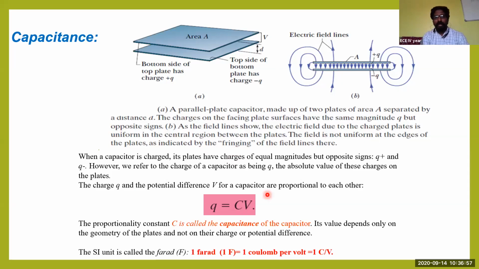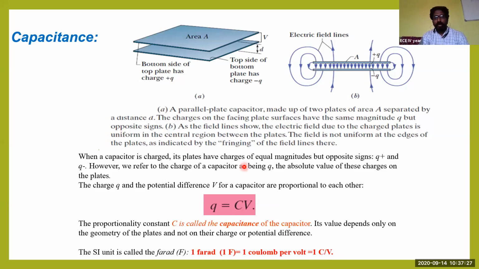We know that the formula for capacitance is Q equal to CV, where C is the capacitance, Q is the charge, and V is the potential difference. If I write it as C equal to Q over V, I get the capacitance. The unit for capacitance is the farad: 1 farad equals 1 coulomb per volt, that is 1 C/V.